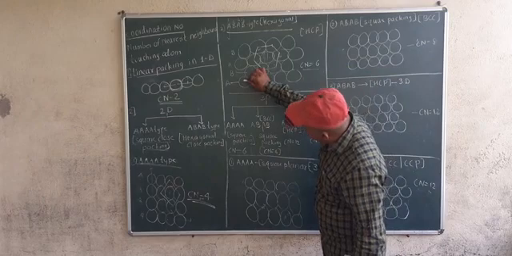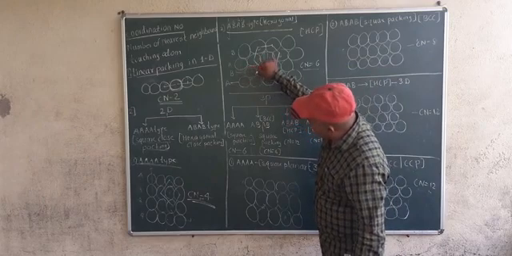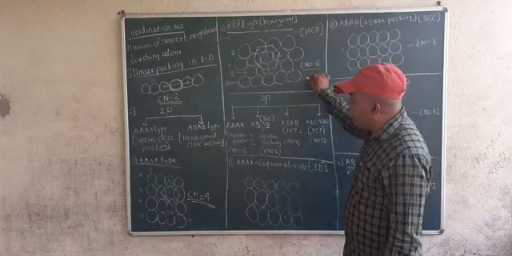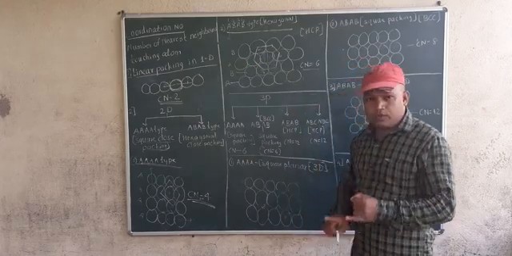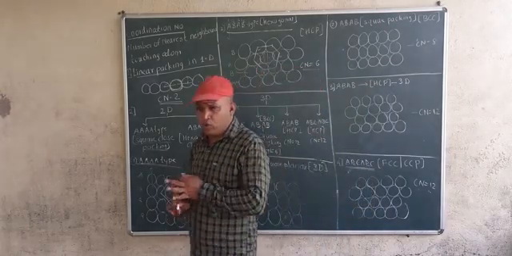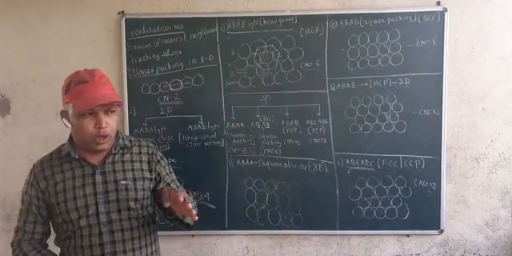I'm not putting exactly on this circle. I'm putting in between them. So it is another type of packing. So in one dimension we have only 1, in two dimensions we have 2, and in three dimensions in total we have 4.